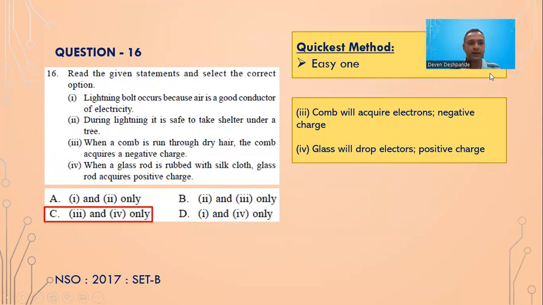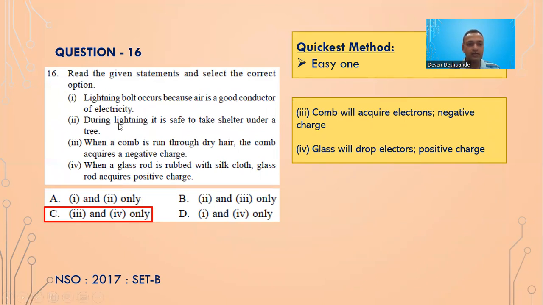Okay, next one. Read the given statements and select the correct option. Lightning bolt occurs because air is a good conductor of electricity. No, this is not correct, isn't it? If air was a good conductor of electricity, we cannot survive because we would be continuously getting electrocuted. As soon as you put a plug, the electricity would flow through the air and we would get zapped or electrocuted. So air is not a good conductor; it is a bad conductor.